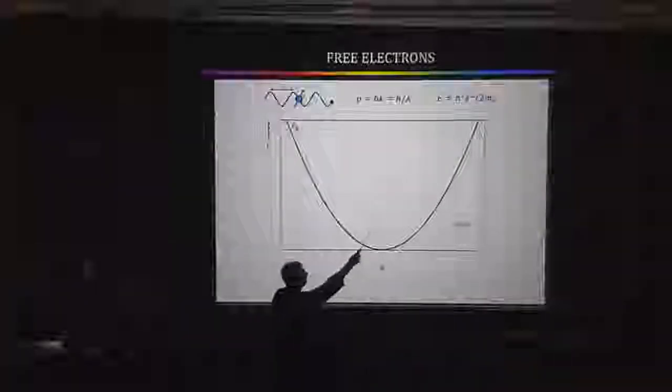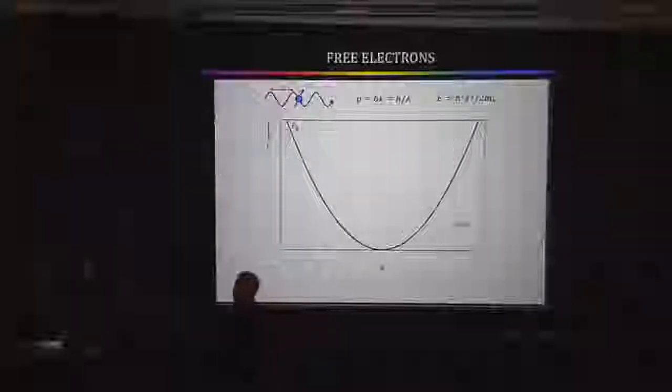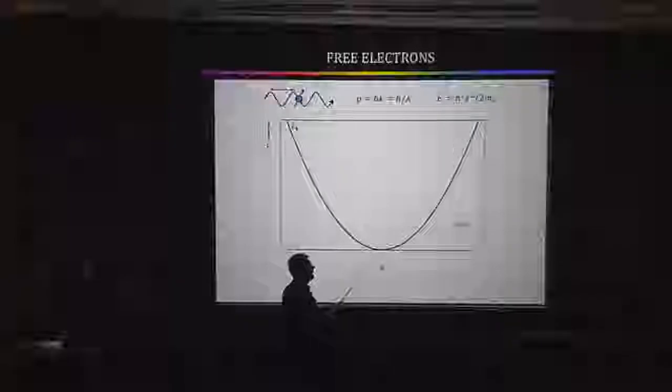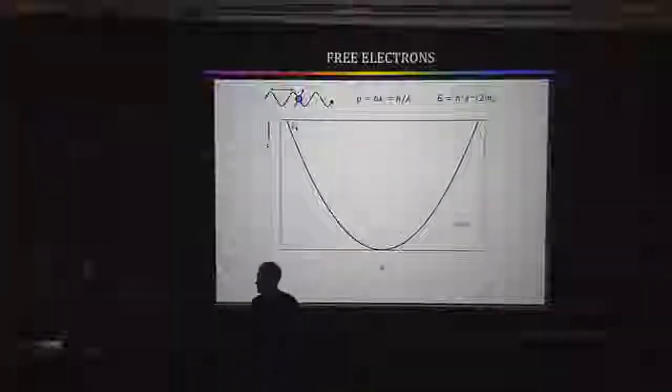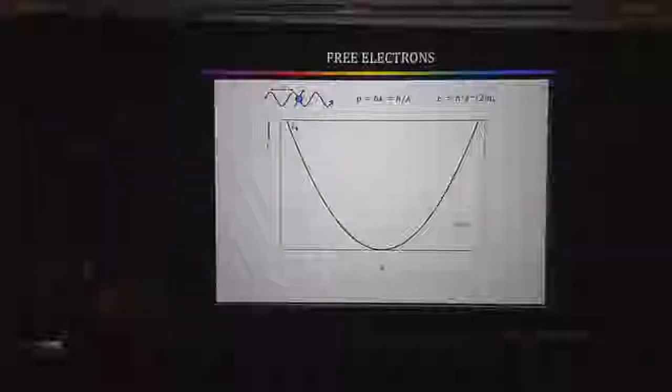Now in the classical world, the energy is p squared over 2m. So it goes as the wave number squared. Long wavelengths have low energy. Short wavelengths have high energy. That's what you need to remember. Now that's true for free particles.